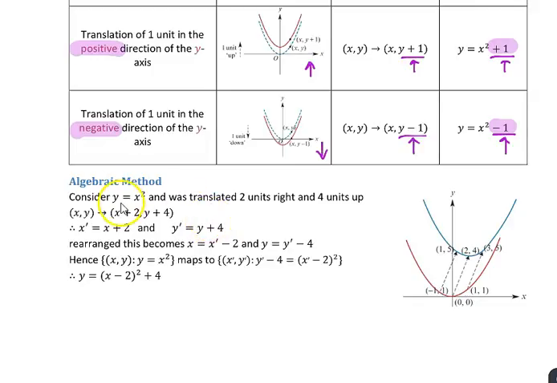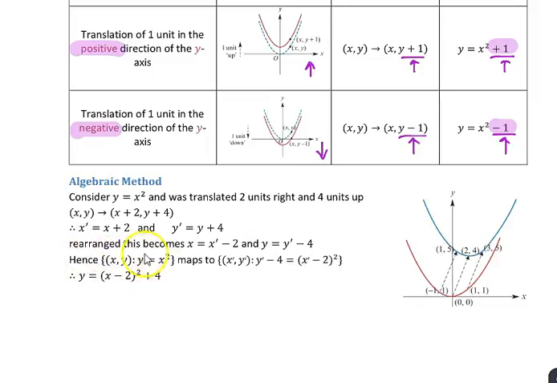In your original function, you had y and x, not new y and new x. So what we're going to do is rearrange these 2 equations to get x and y by themselves. This becomes x new minus 2 and y new minus 4. If we do a straight substitution where y is y new minus 4 and x is x new minus 2, you can then get an equation which looks like this.